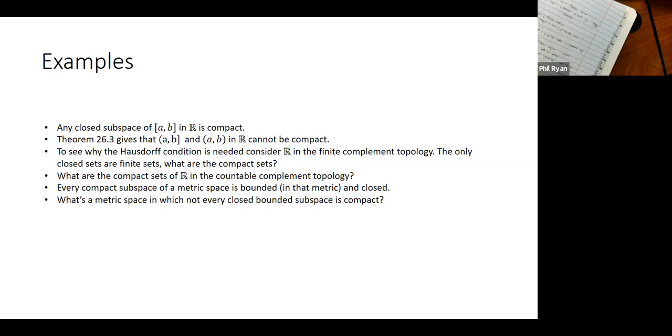In this case here, it turns out that the compact sets are the finite subsets of R. And the proof is kind of nice because it's an example of a really useful technique that's good to know. So let's say we have a compact infinite set.